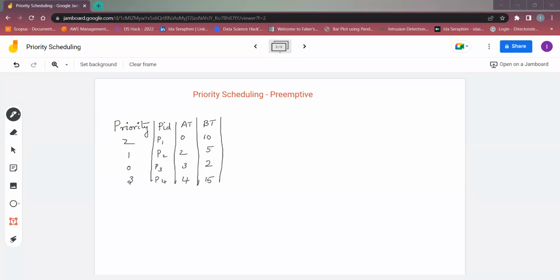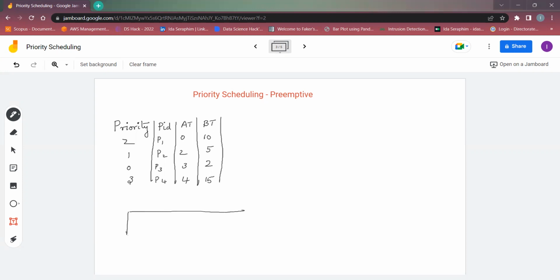In this video, we are going to see the priority scheduling in a preemptive mode. In the previous video, I explained how the priority scheduling algorithm works in a non-preemptive mode. Here we are going to see the same algorithm in a preemptive mode. They have given the priority values of each process, the arrival time, as well as the burst time. As you know, first we have to draw the Gantt chart.